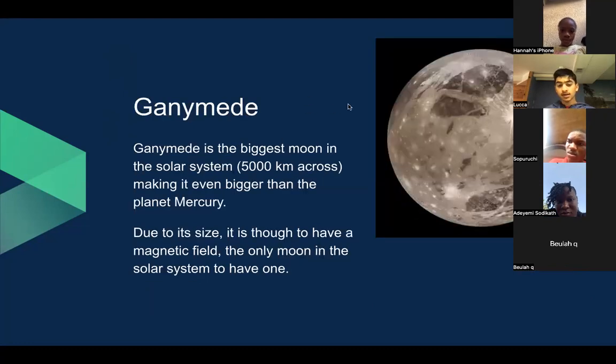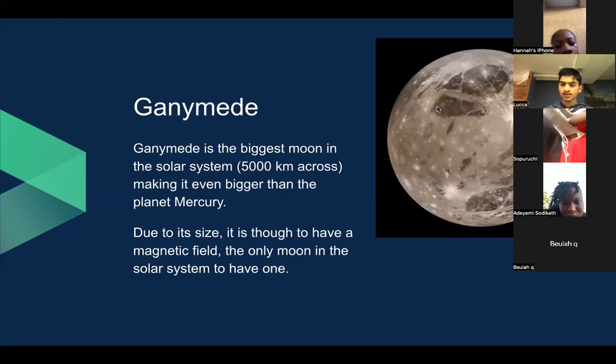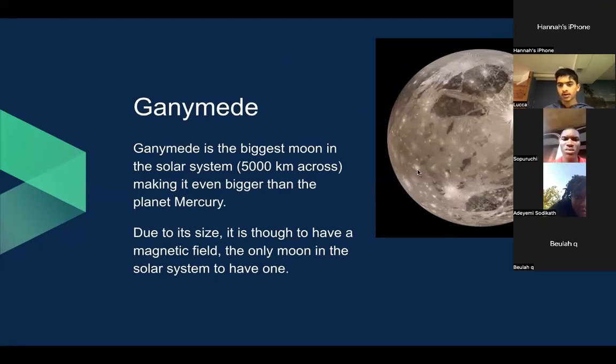Next is Ganymede, and Ganymede is actually the biggest moon in our solar system. It's also one of Jupiter's moons. There's one question in the chat about all this data. The pictures were taken by spaceships that traveled to these planets and moons, because our telescopes aren't good enough to take these good pictures. They can tell there's a moon, but these high quality color pictures are taken by spaceships that we've sent to the moons and the planets.